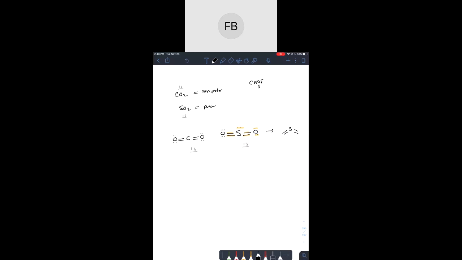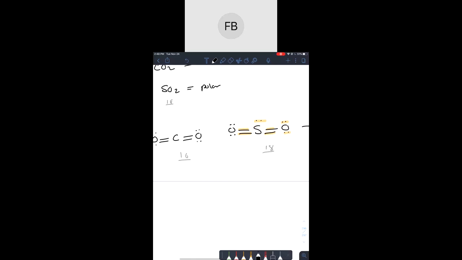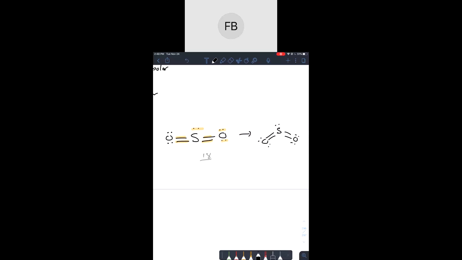So what it's really going to look like is this. It's going to have this bent structure, right? Whereas this one is linear because there's no lone pairs here. So it's just going to remain flat and straight. But this one, SO2 on the other hand, is going to be bent.